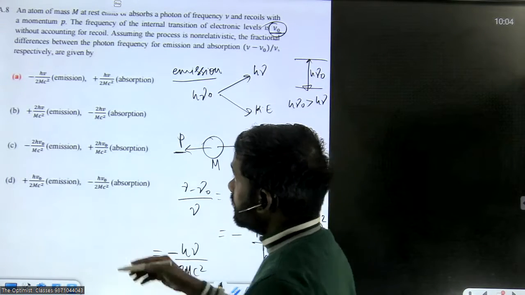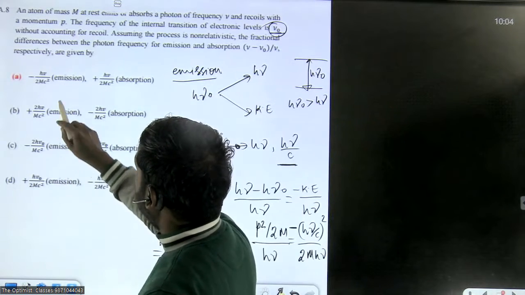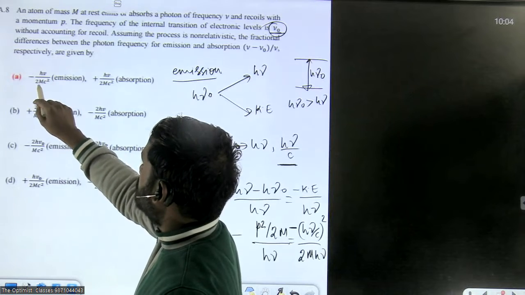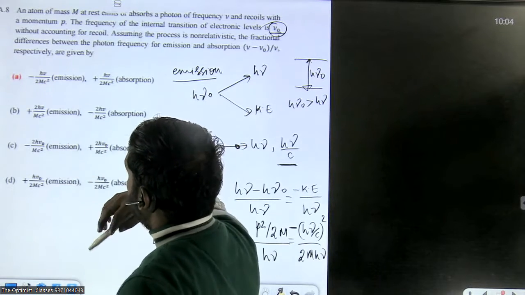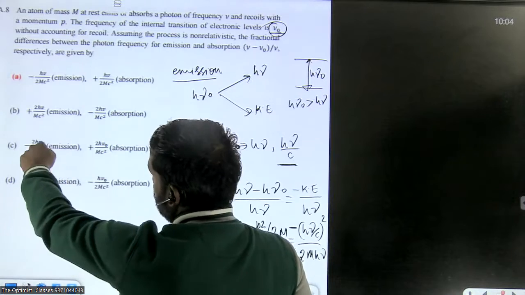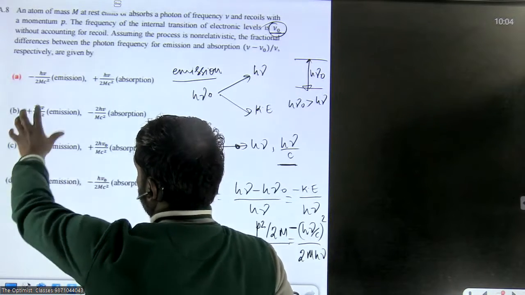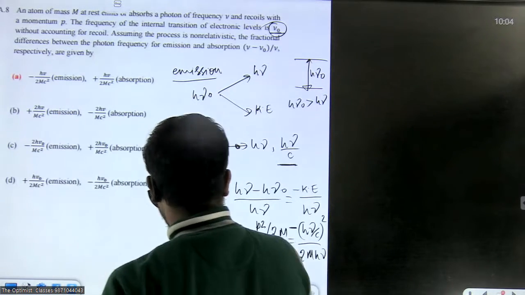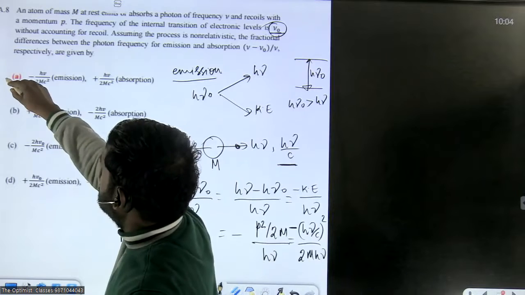So you can see here, emission is written, and here we have h nu divided by 2mc square. Okay, here in emission we have positive, and here we have nu naught. Nu naught is there, but nu naught won't be there. Nu will be there only. Okay, so therefore this is the correct answer.